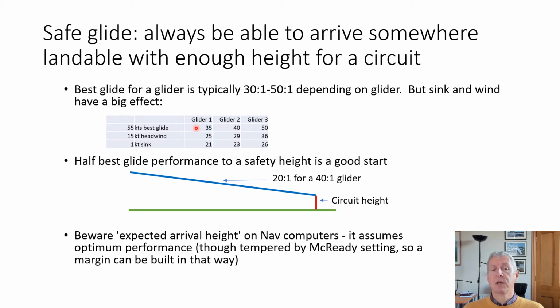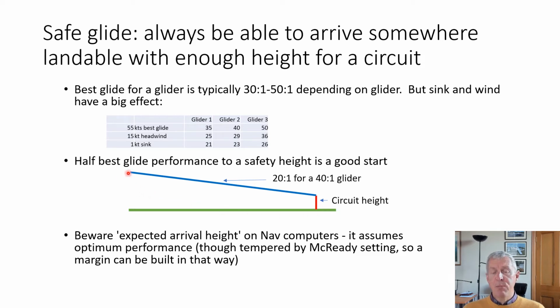So we better not assume the actual glide angles of the glider. We need to use something significantly reduced. And if we're in somewhere like the mountains where we might have wave, these numbers could be quite a lot worse. But a good number to use for the sort of flying that we do from Cambridge is to take something like half best glide performance to a safety height. So if we've got a 40 to 1 glider, we'll use 20 to 1 and we'll have a circuit height, perhaps 800 feet at the beginning that we need to get to.